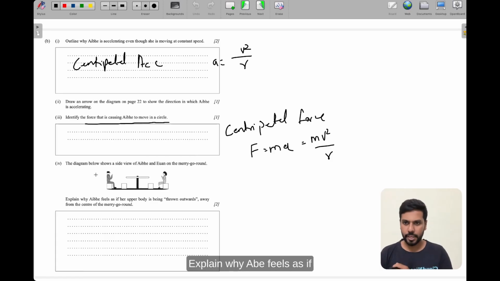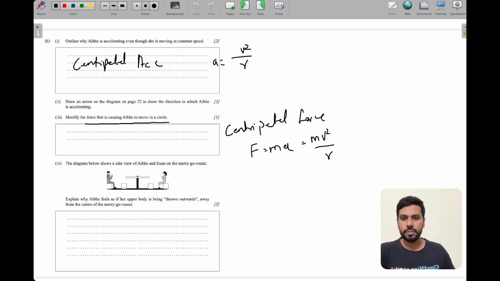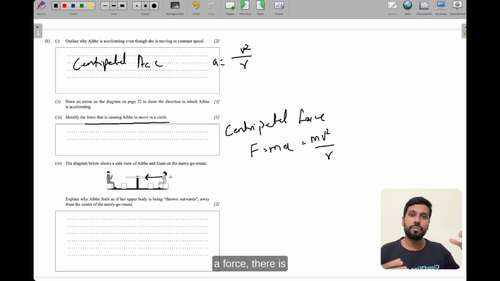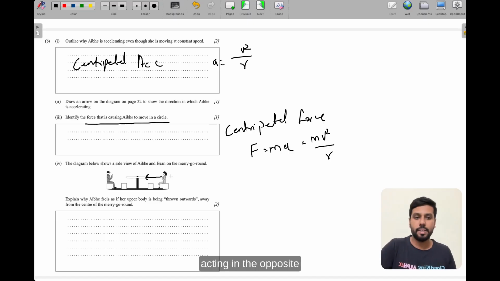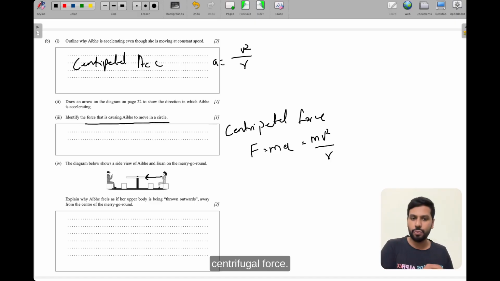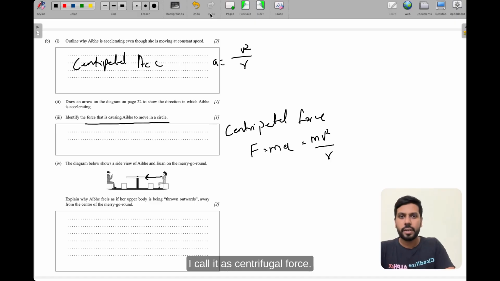Now there's a question. Explain why Abe feels as if her upper body is being thrown outward away from the center of the merry-go-round. Understand, students, as they are going in a circular motion, the centripetal acceleration is acting towards the center. But you should also know that, according to Newton's third law, there is a pseudo force which is acting in the opposite direction to centripetal acceleration, and I call it centrifugal force.